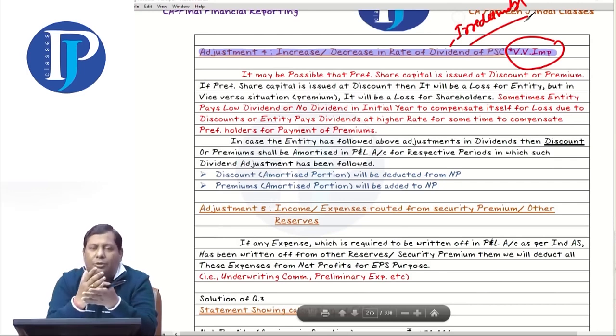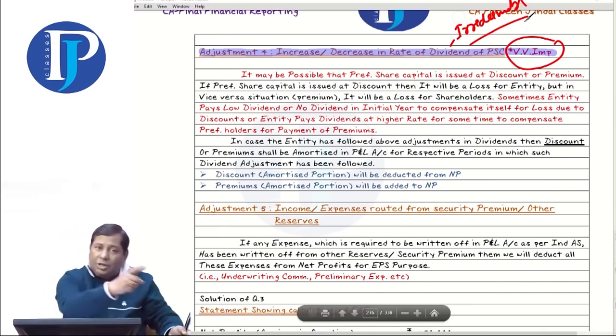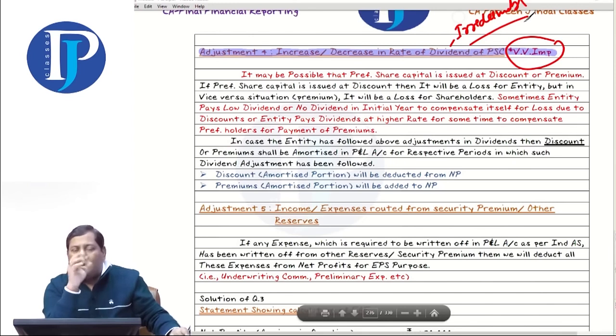If shares are issued at discount, this means the company has faced loss. The company has taken less money. If issued at premium, then the shareholders will suffer loss because they paid more money. So what does the company do? Sometimes it takes the effect of dividends on it. Did you all understand?